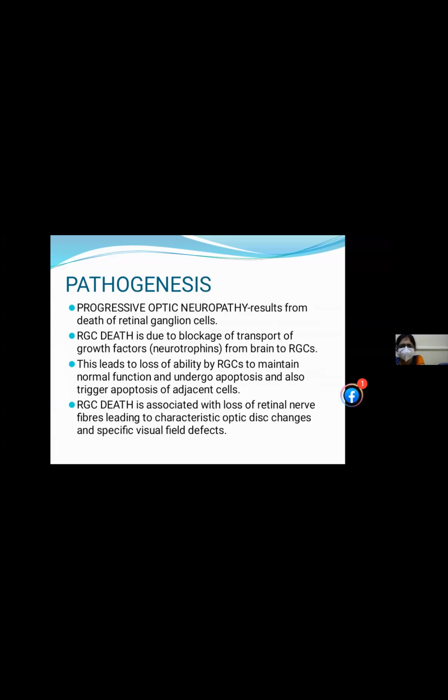The pathogenesis. The progressive optic neuropathy is a result of death of retinal ganglion cells. The retinal ganglion cell death is due to the blockage of transport of growth factors from the brain to the retinal ganglion cells. This leads to the retinal ganglion cells losing their ability to maintain normal function and undergoing apoptosis, and it also triggers the adjacent cells to undergo apoptosis. Retinal ganglion cell death is associated with loss of retinal nerve fibers, which leads to the characteristic optic disc changes and visual field defects.